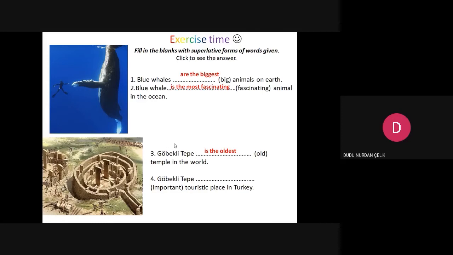And also, Göbekli Tepe is the most important touristic place in Turkey. Important is a long syllable, so we say the most important.